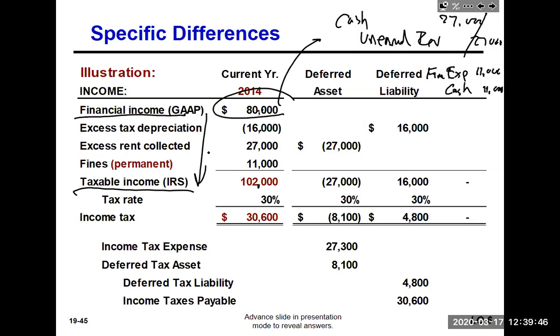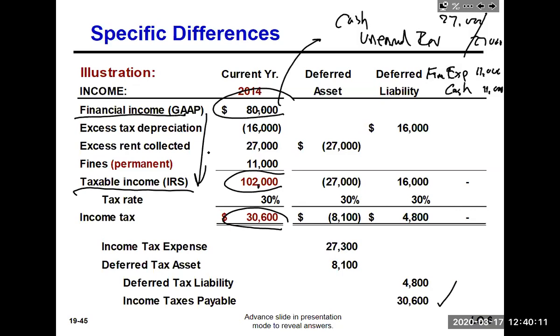IRS, EPA, OSHA, they all work together, don't they? So I've got to add that back. So my taxable income then is $102,000. Tax rate's 30%. So I've got to write a check to the IRS for $30,600, and there it is. Income tax payable goes to accounts payable. They've got the tax forms, everything there, the supporting documentation.